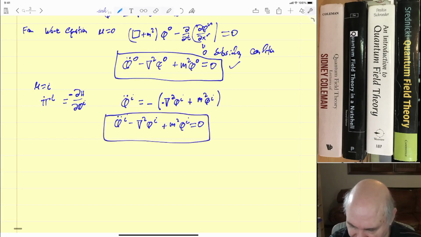Notice each component really solves the same equation. Time derivative minus the Laplacian plus m squared equals 0. So that's like when we do the Dirac equation, each component solves the Klein-Gordon equation. So here, this is our basic Klein-Gordon equation, and each component of this satisfies it.